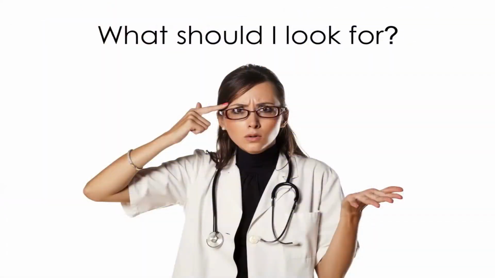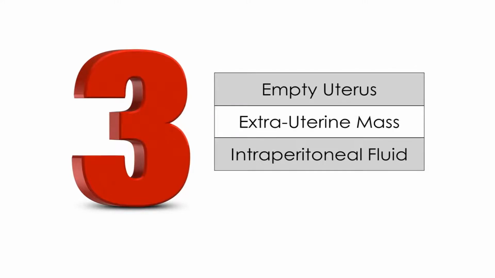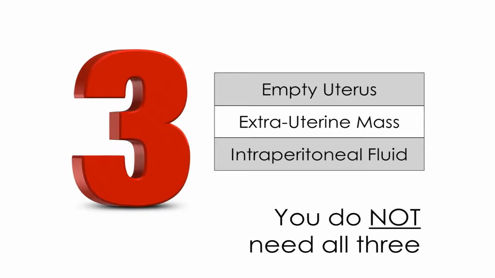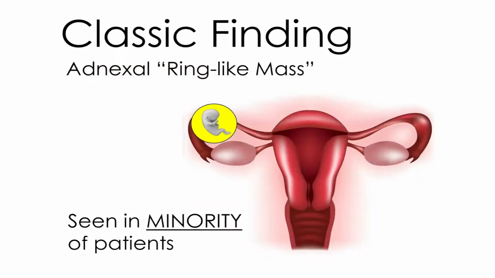So what will you see on ultrasound with ectopic pregnancy? On ultrasound, the examiner should look for a non-gravid uterus, an extrauterine mass, and free intraperitoneal fluid. However, you do not need all 3 findings to make the diagnosis. The classic finding is an adnexal ring-like mass. Unfortunately, this is seen in the minority of cases of ectopic pregnancy.